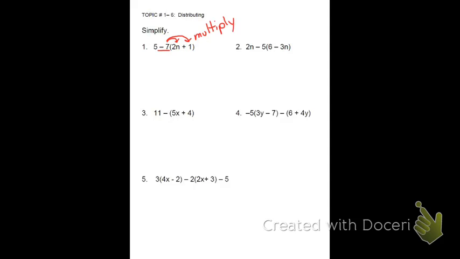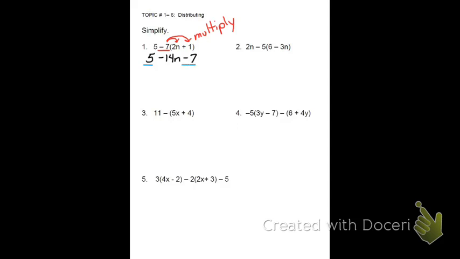Alright, so when you multiply negative 7 times a 2n, you would get a negative 14n. When you distribute the negative 7 and the positive 1, that's multiplication of opposites, you would get a negative 7. Let's bring down, don't forget that you have a 5 sitting over here. Alright, now you want to combine like terms. Well, the only like terms you have here are the whole numbers 5 and a negative 7.